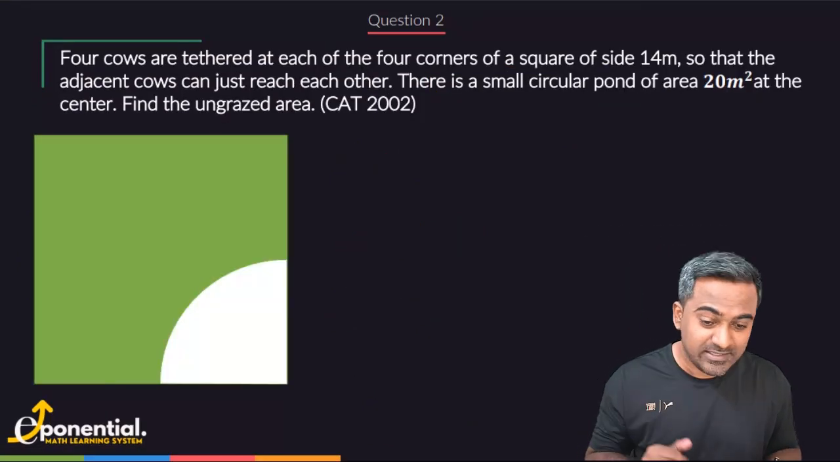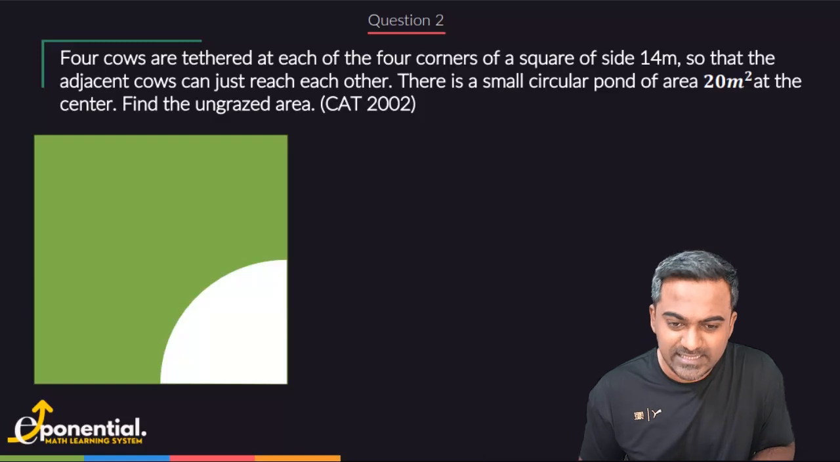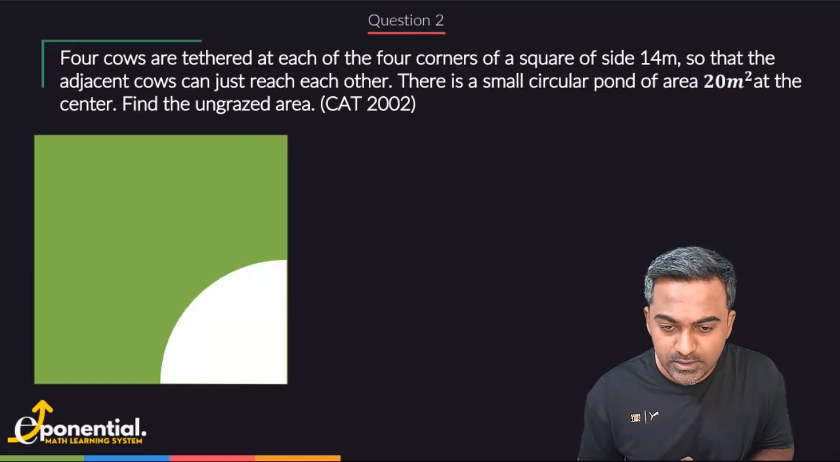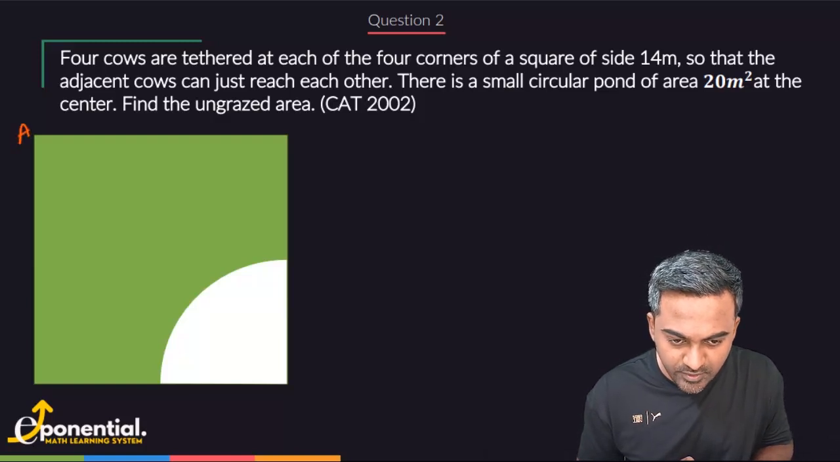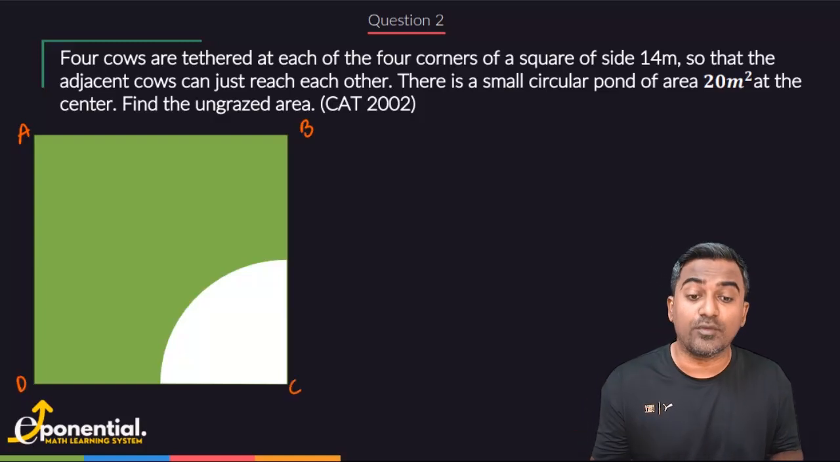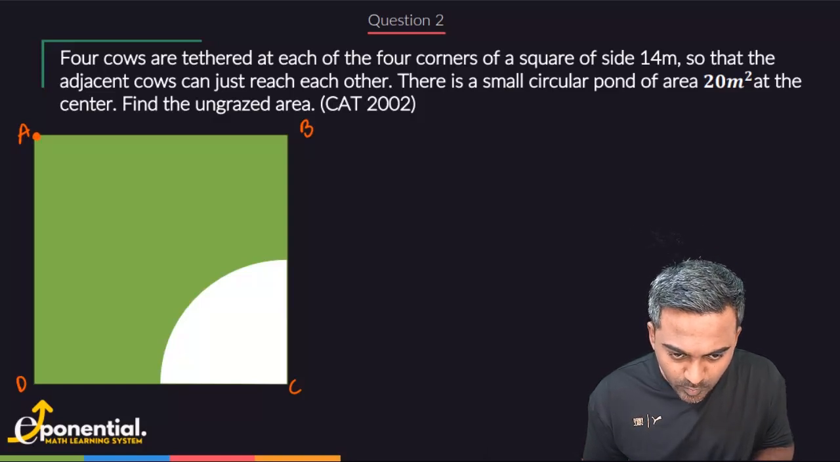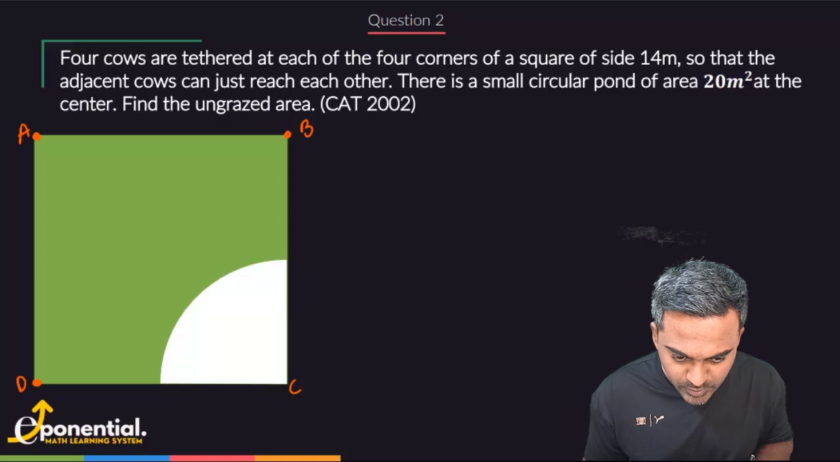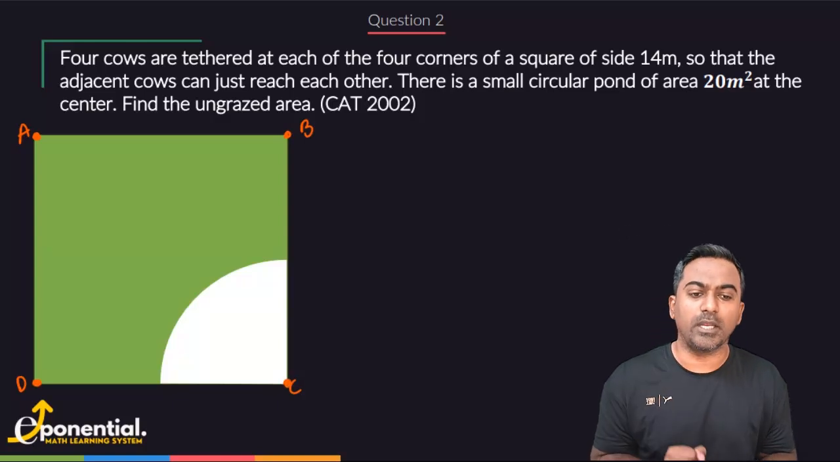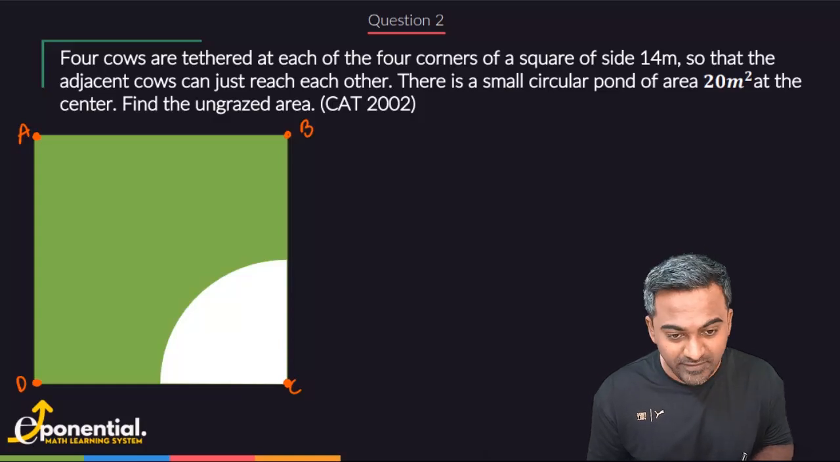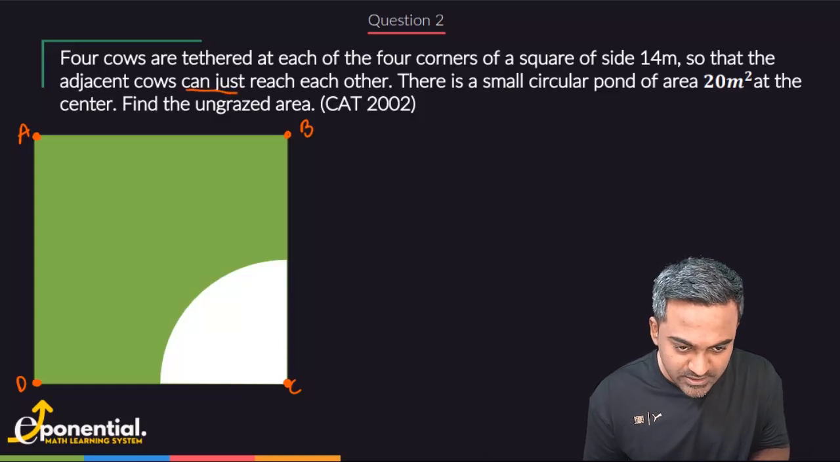Okay, this is again a good problem. Here it says that there are four cows that have been tethered at each of the four corners of a square of side 14. So this shape that you see here, let's name the vertices A, B, C, D. ABCD is a square, and we know the side of the square to be 14. You've got a cow at each of the four vertices, so that adjacent cows can just reach each other. This is an important point: can just reach each other.